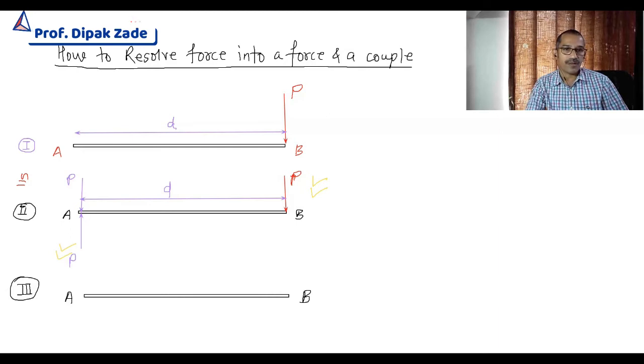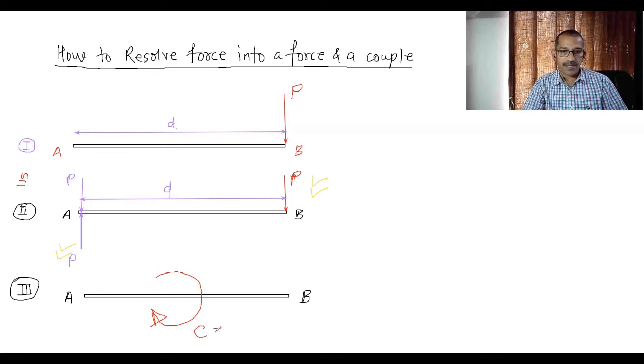As these two constitute a couple, instead of these two forces, if I represent it, what will be the direction of the couple here? The upward and downward forces mean this will rotate in the clockwise direction. In the third figure, instead of two forces, I'll represent a couple here. This is C, where the magnitude is P into D.